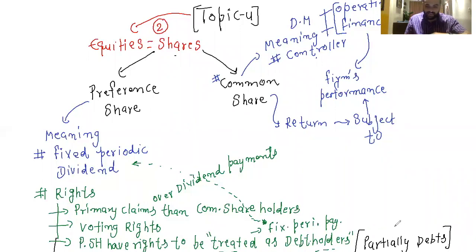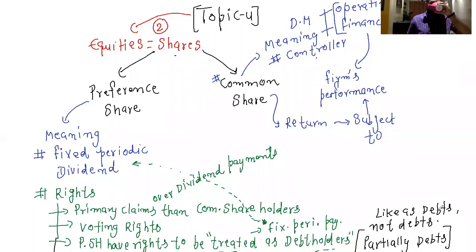Partially debts means same as debts but different, right? Means not 100% debts, but like debts, but not debts. That's the meaning of partially debts, right? That's the idea behind the rights that preference shareholders have, right?